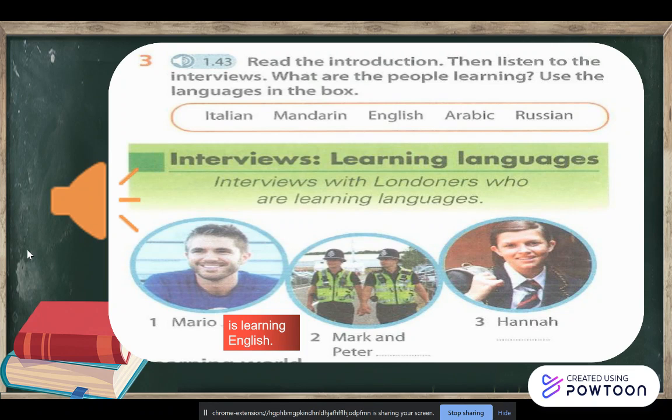3. Hannah, what language are you studying? Mandarin. Really? At school? Yes. We've got a teacher from China. What are you doing now? I'm revising for my exams now. Is Mandarin a difficult language? Yes, it's very difficult. The pronunciation, the sounds are difficult. But I like it. Can you say goodbye in Mandarin? Yes. 再见.